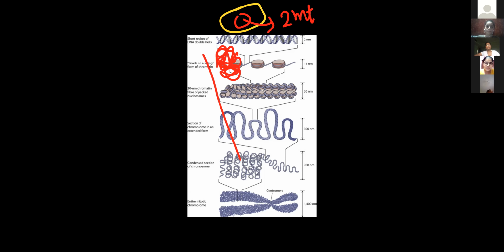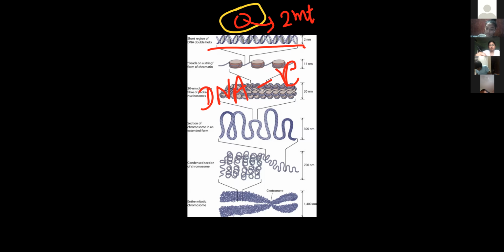Yes, ma'am. If it remains a single straight structure, then it will be difficult. The same happens with DNA and chromosome. Chromosomes are basically made up of DNA. Now remember, keep noting down: DNA is a negatively charged molecule. How it becomes negative, we will study in the biomolecules chapter. Just remember DNA is negatively charged, and the histone proteins with it are positively charged.